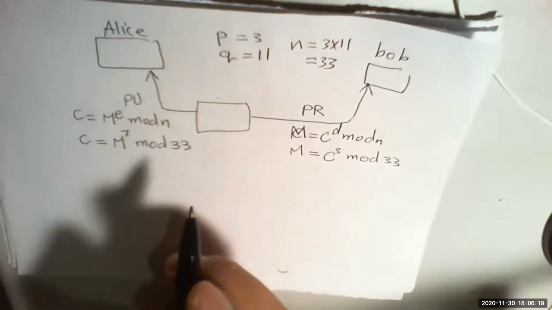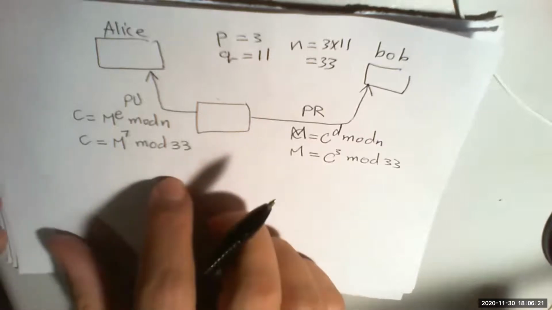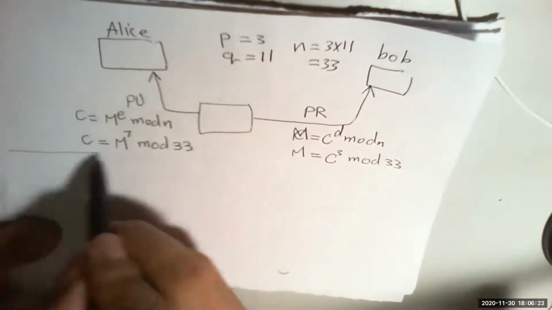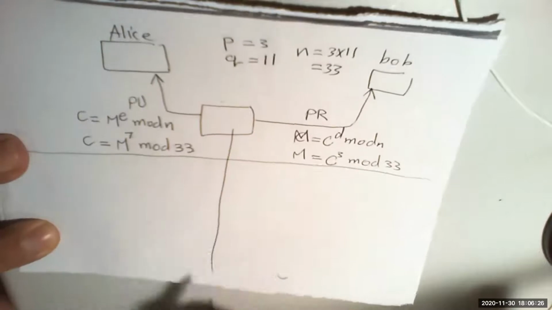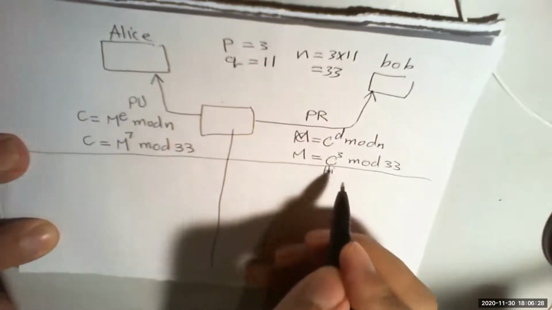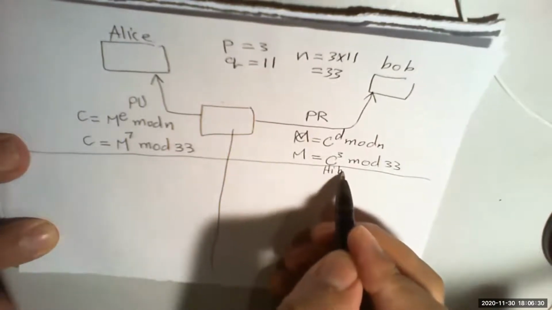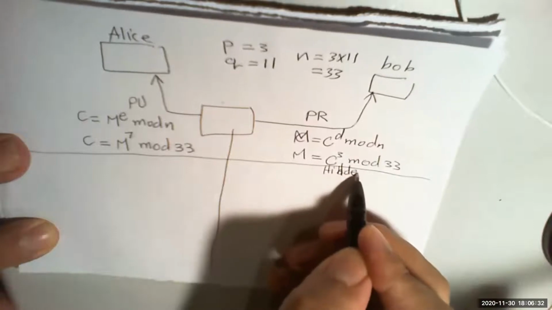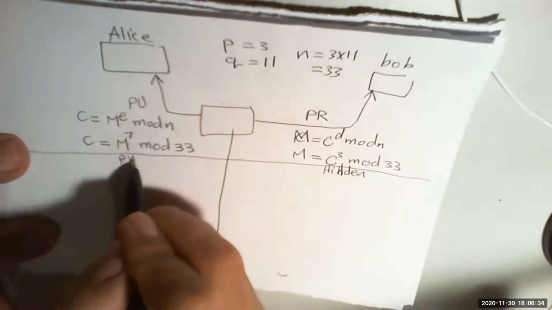Now I want you to concentrate with me. I have divided the paper into two parts. This is the hidden part. I cannot see this part. And this is the public part. This is public.